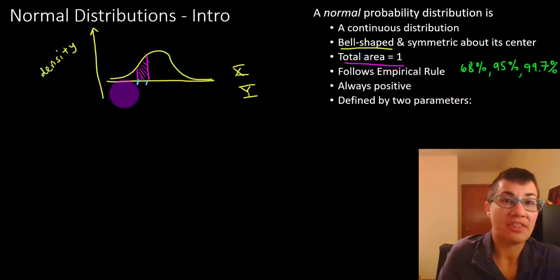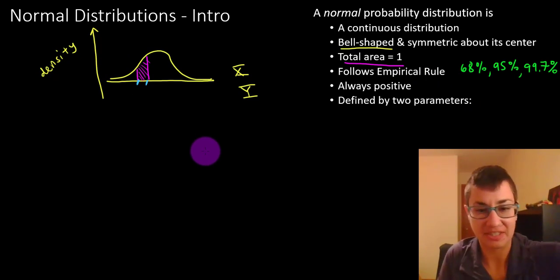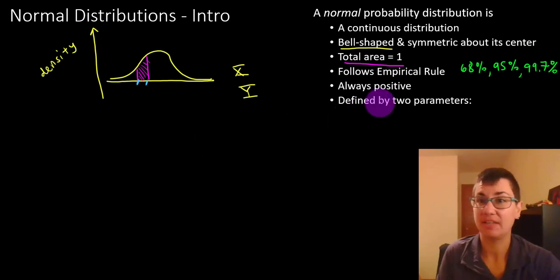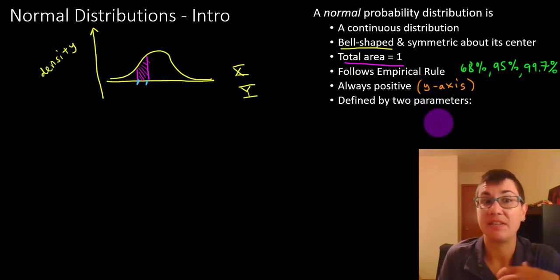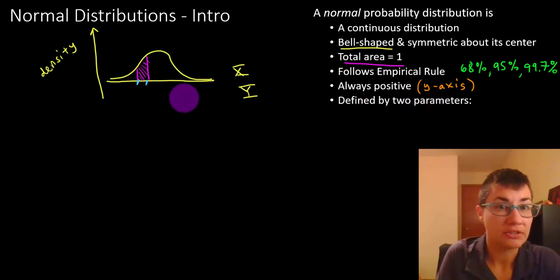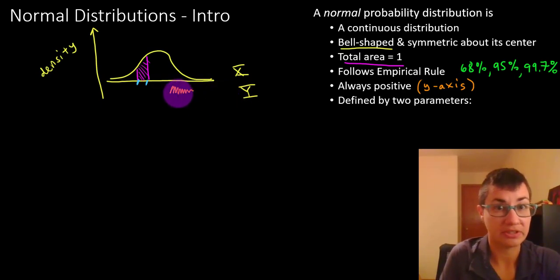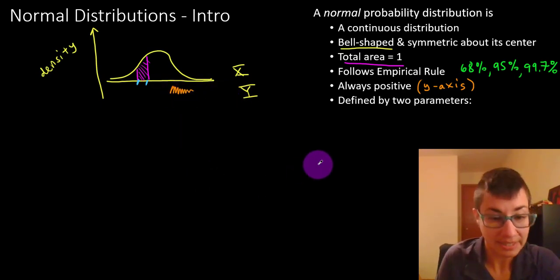What else? This density function is always positive, and that's on the vertical axis, y-axis. Because you can't have negative probability, so you can't have anything getting shaded down here in the orange. That doesn't quite translate.